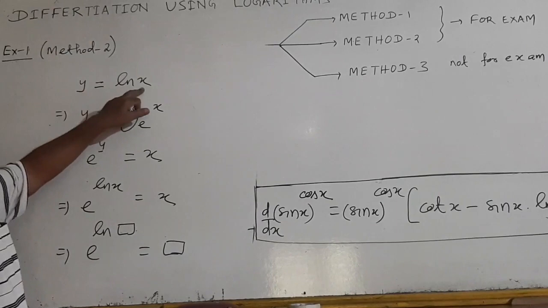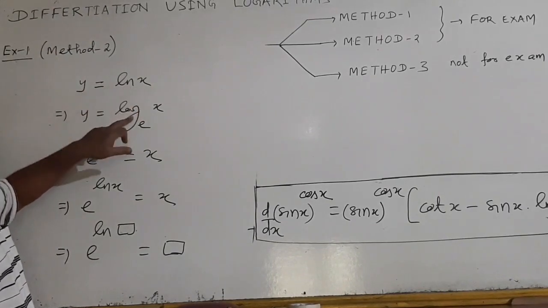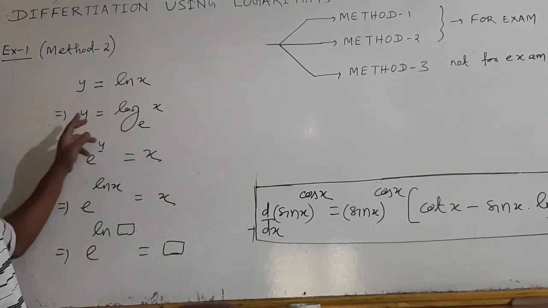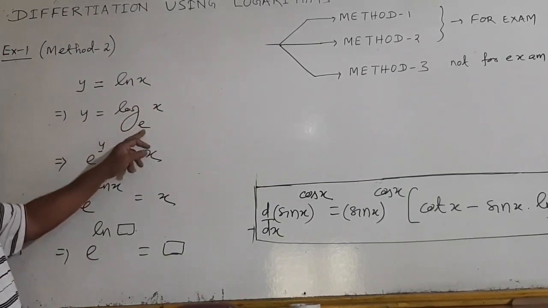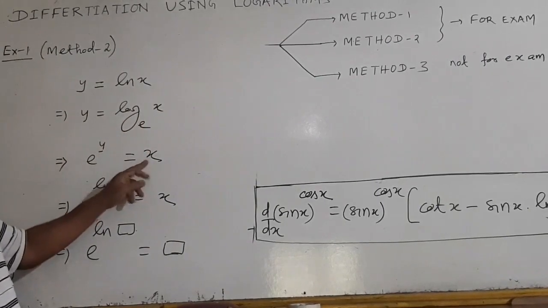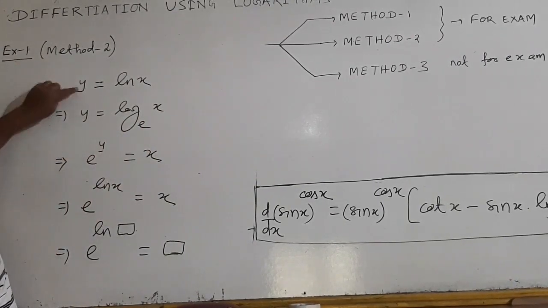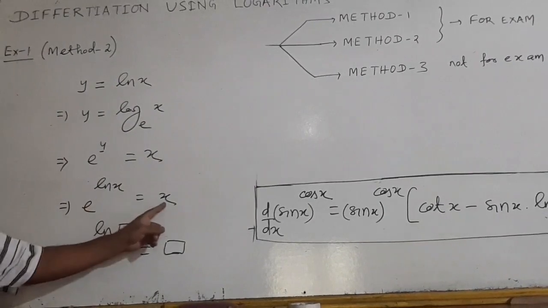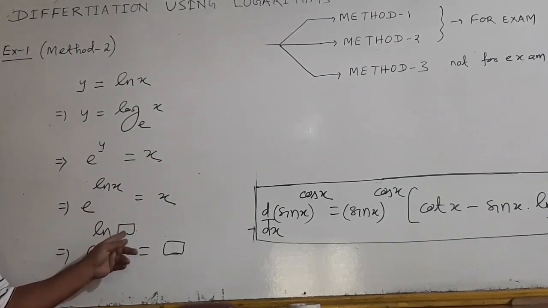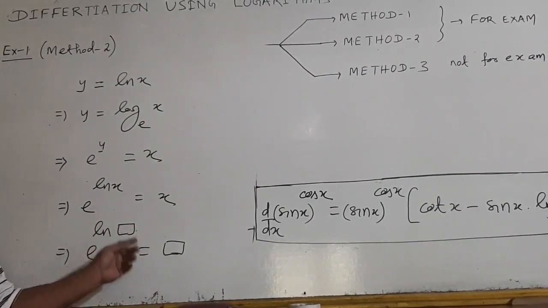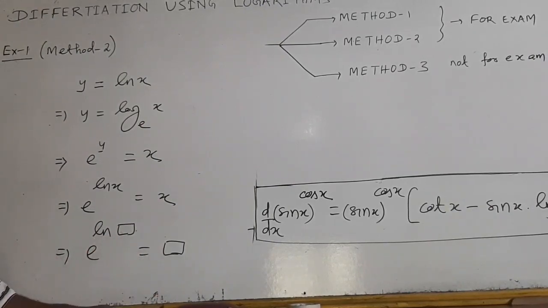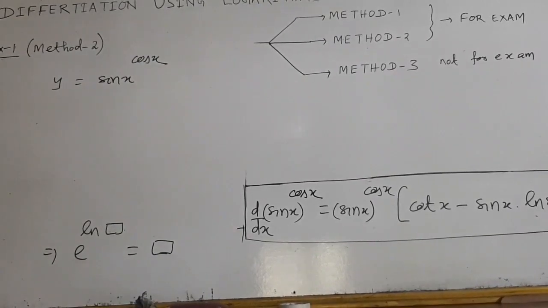Y is equal to, suppose, ln x. Then ln means log with base e. Y is equal to log x base e. Then e to the power y is x. Now putting here y as ln x, e to the power ln x is equal to x. In place of x, if I put any box, then e to the power ln box is equal to that box.